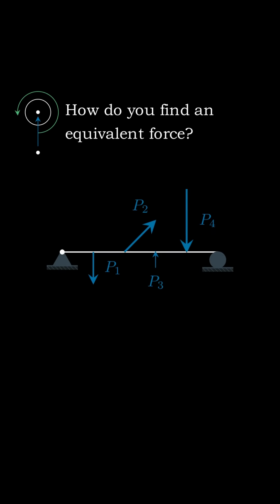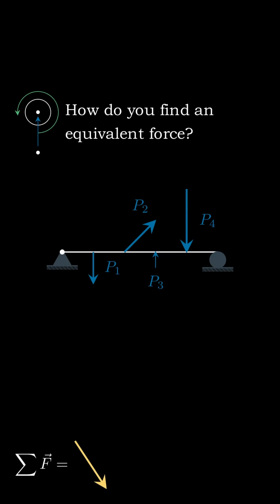To find the equivalent force for those loads, start by adding the loads together. Stack all the forces from tip to tail and draw a new force from the start of the first one to the end of the last one. This gives you the net force for the group of loads. The equivalent force will have the same size and direction as this net force.